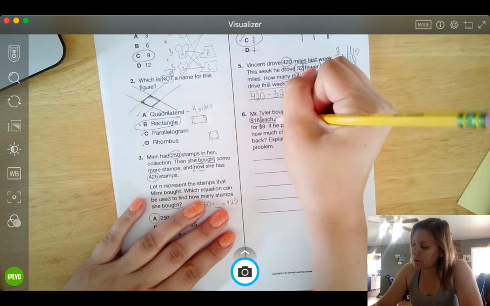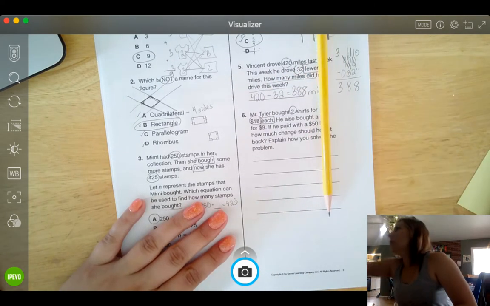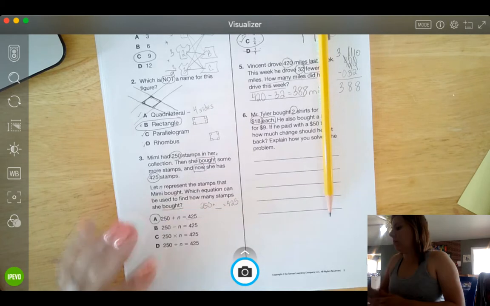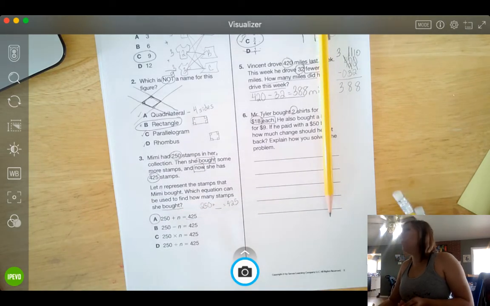Can I have one of your pencils? I don't know if they're sharpened, buddy. They're not sharpened yet, so you'll have to wait a minute, okay?